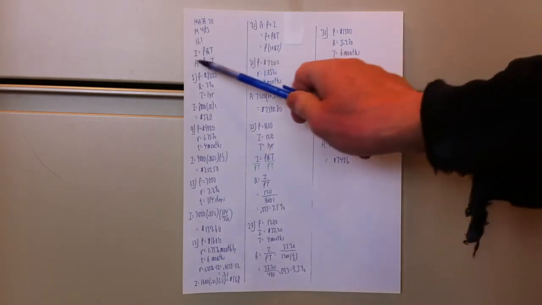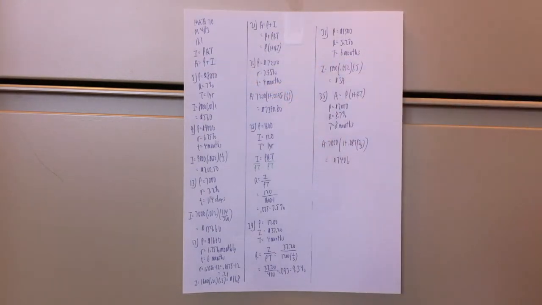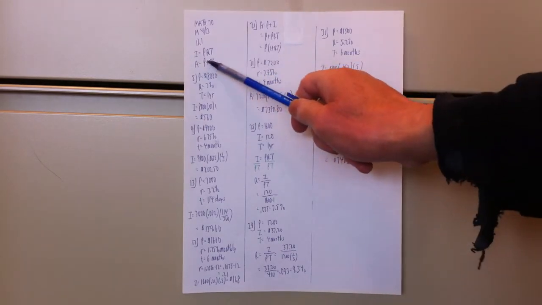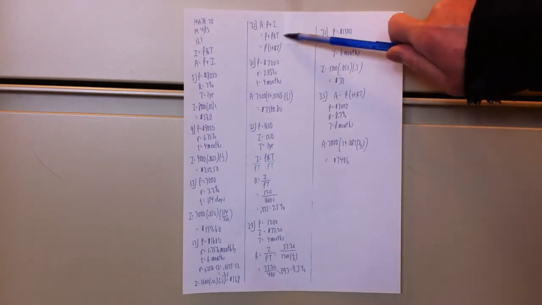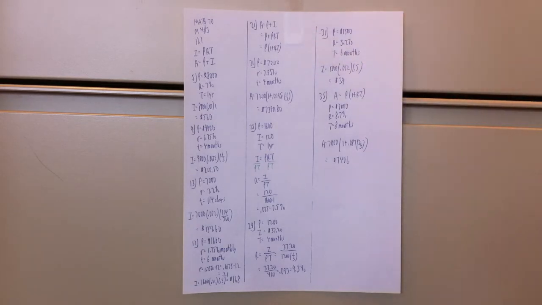11.1, we have two basic formulas. I equals PRT. Simple interest is equal to principal times rate times time. And A equals P plus I. The amount is the principal plus the interest. That also shows up over here in a slightly different fashion. But we'll get to that in problem number 21.